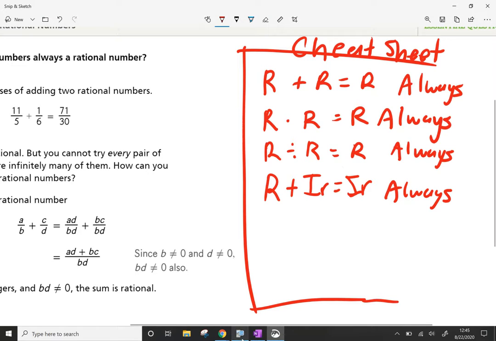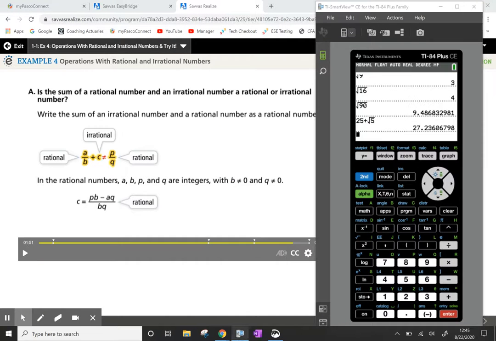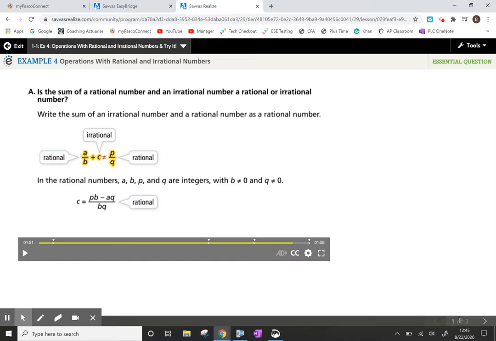Oh, I hit the wrong thing. It's all right. Close that. Close this. I didn't want to open that. All right. So let's move on to the next one.